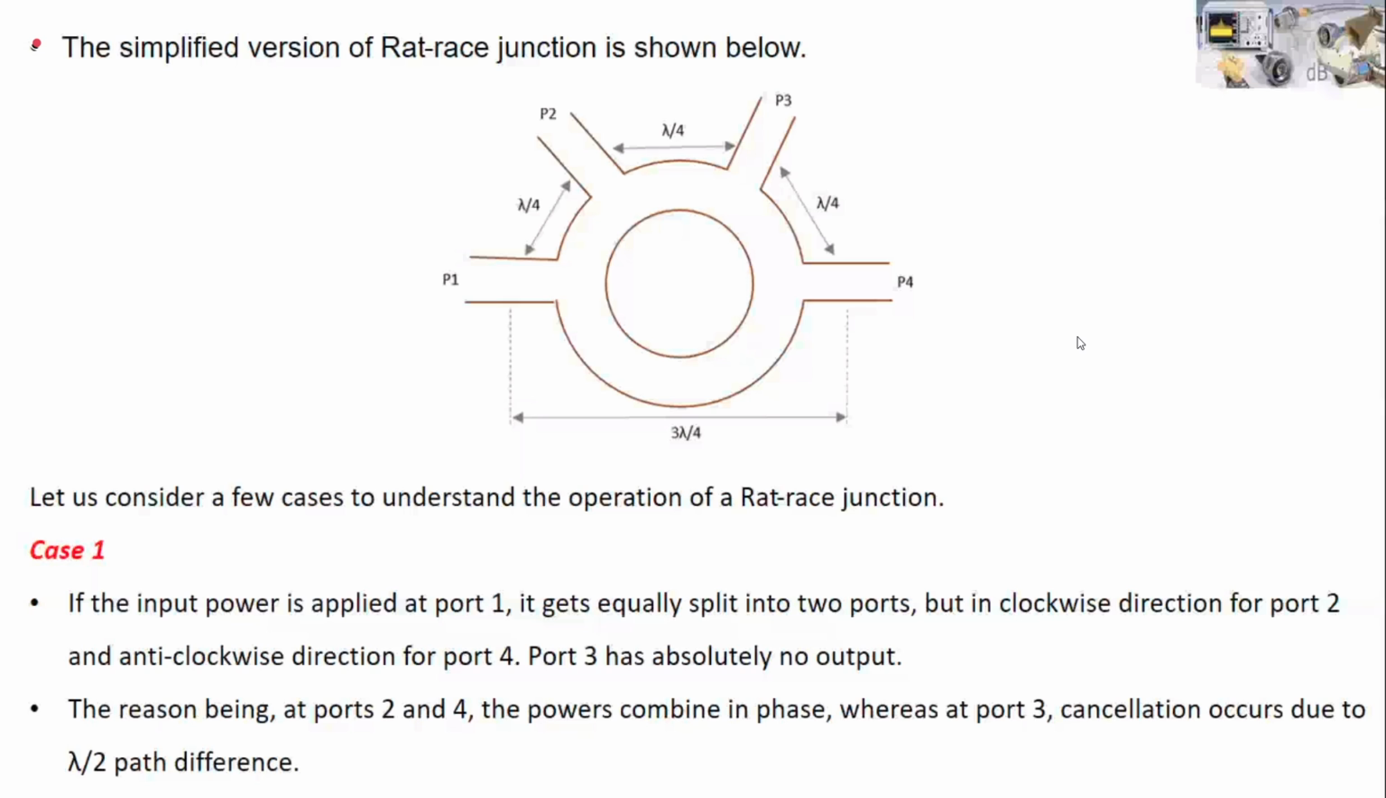A simplified version of the rat race junction is shown here. The distance between port 1 and port 2 is lambda by 4. Similarly, port 2 to port 3 is lambda by 4, port 3 to port 4 is lambda by 4, and there is a larger length difference between port 1 and port 4 because we have not given any discontinuity between P1 and P4. So it takes the total distance from P1 to P4, that is nothing but 3 lambda by 4, and this lambda is the wavelength in the waveguide, of the signal propagating in the waveguide.